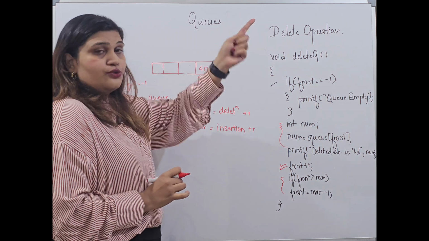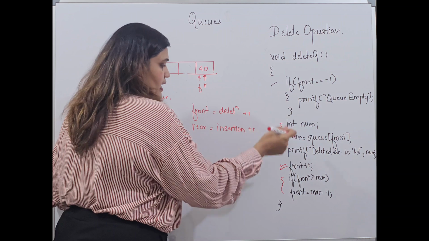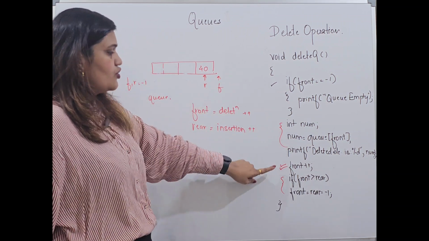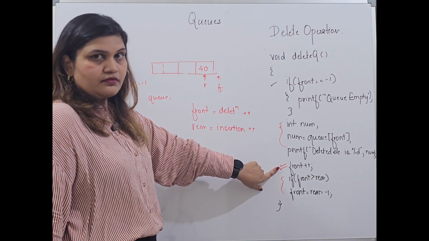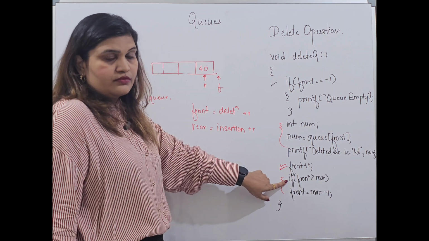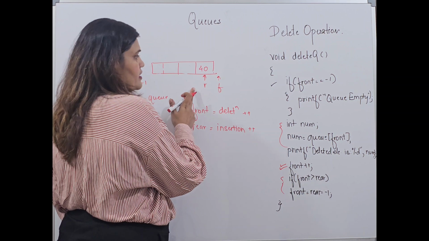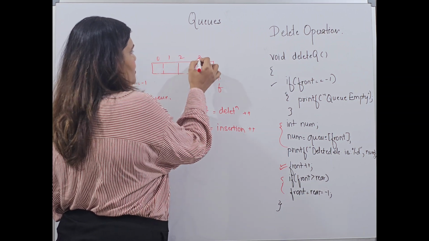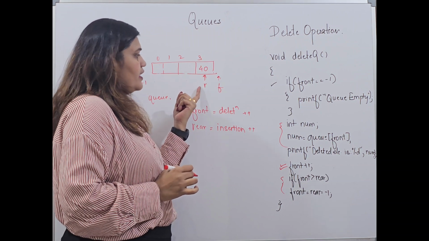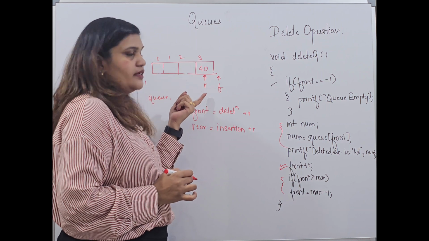Now again, if the user is calling the delete function, as per the logic, my front is going to increment. So if my front is incremented, I have to check this condition also. And what is this condition saying? That if my front is greater than rear. In this case it is, right? 0, 1, 2, 3. My rear is pointing at 3 and my front has surpassed rear. So my front is greater than 3. Front is greater than rear.